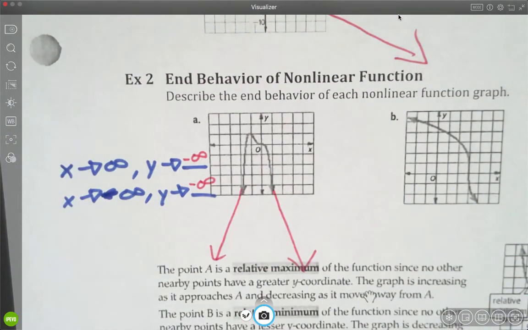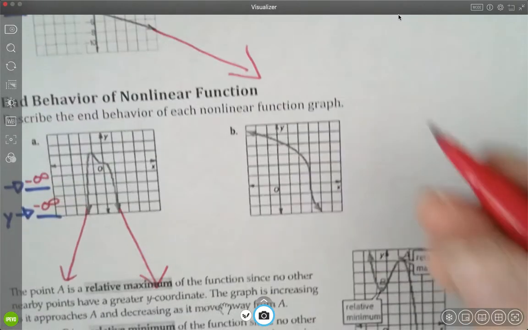So it's basically saying on the right side of the graph, is it going up or down? On the left side of the graph, is it going up or down? It's going down on both, so it's negative infinity for both. The more you do these, the easier it is to do. You can see that, right? Okay, so on this one.